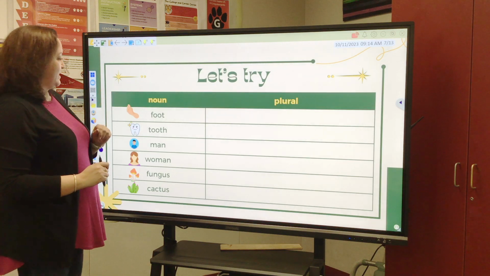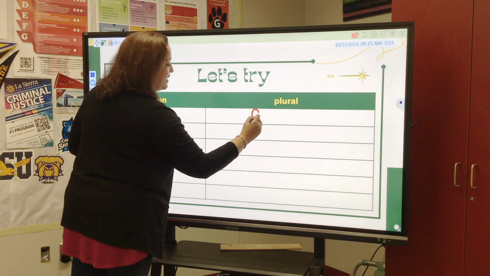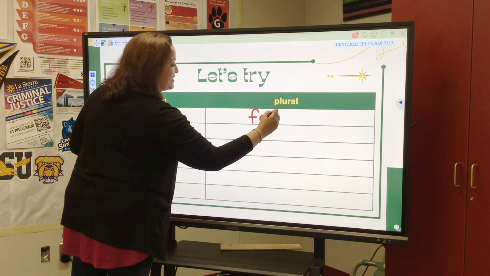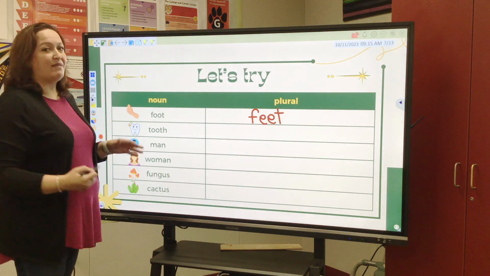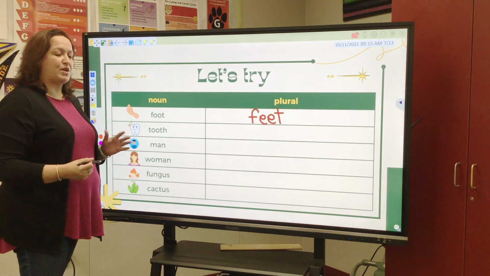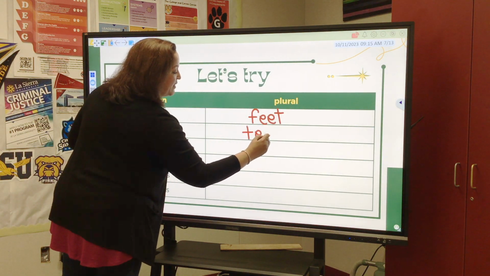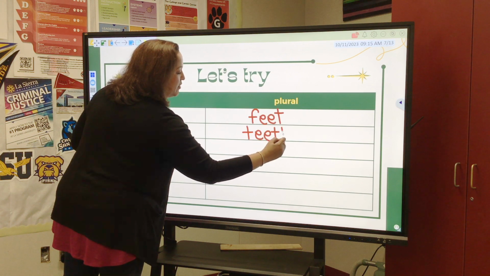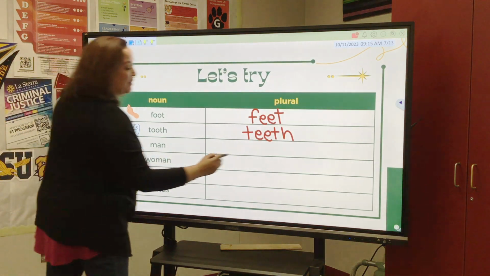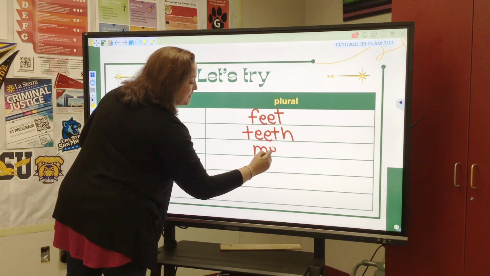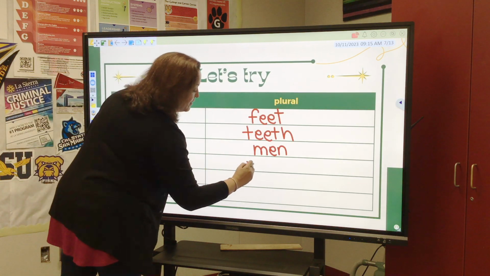So let's give this a try. So foot becomes feet. So no S there, no V's, nothing different, a whole new spelling. So these exceptions, you just have to memorize them, practice them, use them. Tooth becomes teeth. And I know what you're thinking, you're like, oh, I see a pattern. That's coincidence. Then we have man becomes men. And woman becomes women.